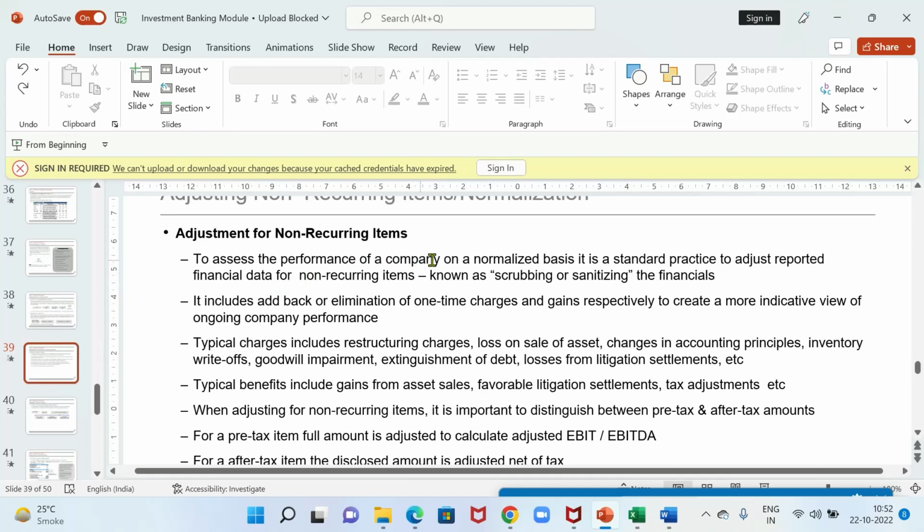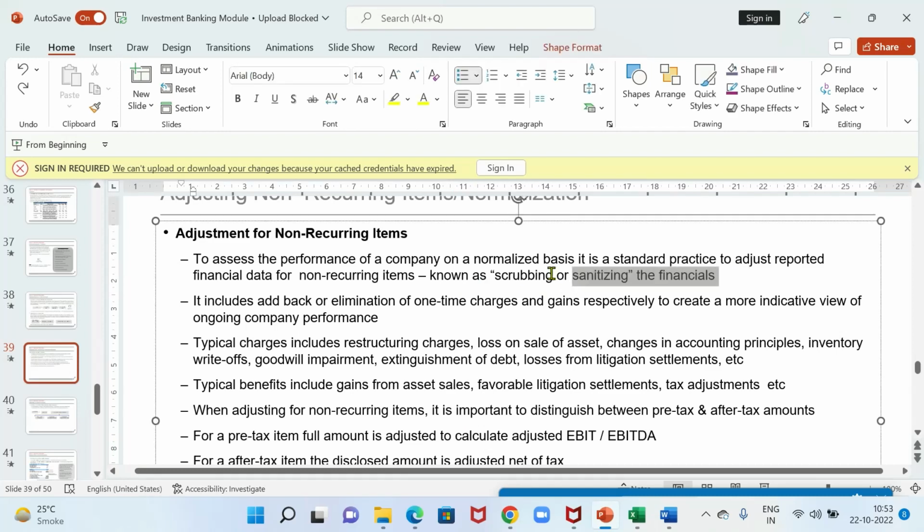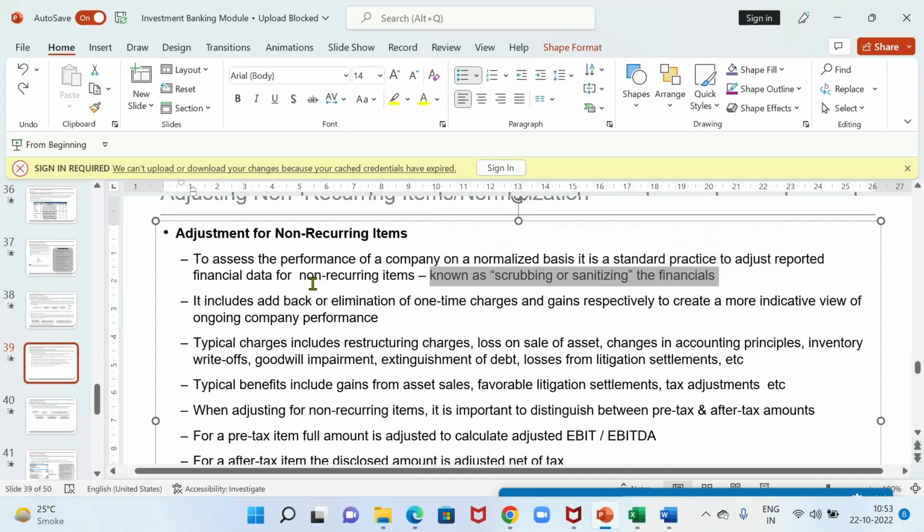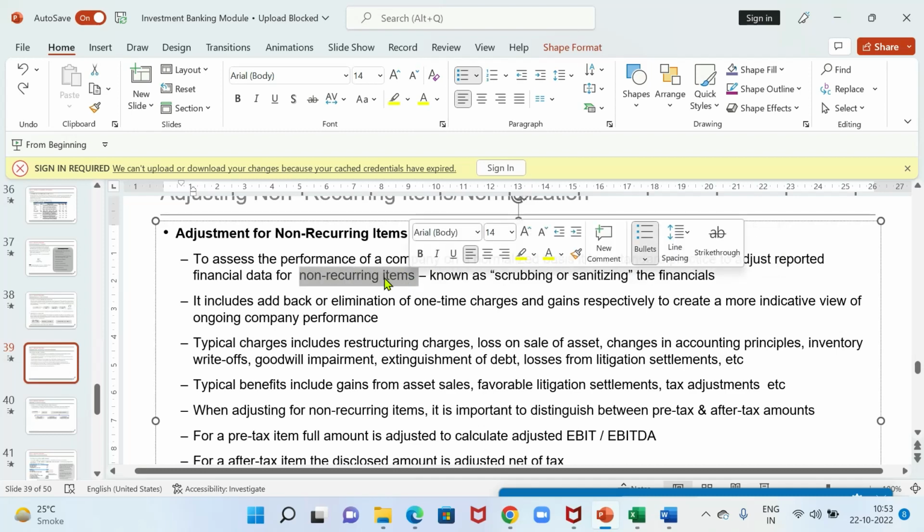To assess the performance of a company on a normalized basis, it is a standard practice to adjust reported financial data for non-recurring items, known as scrubbing or sanitizing the financials. These are the two terms we use to say whether you have normalized or not. Have you scrubbed the financials? Have you sanitized it? When such terminologies are used, it means have you adjusted for non-recurring items.